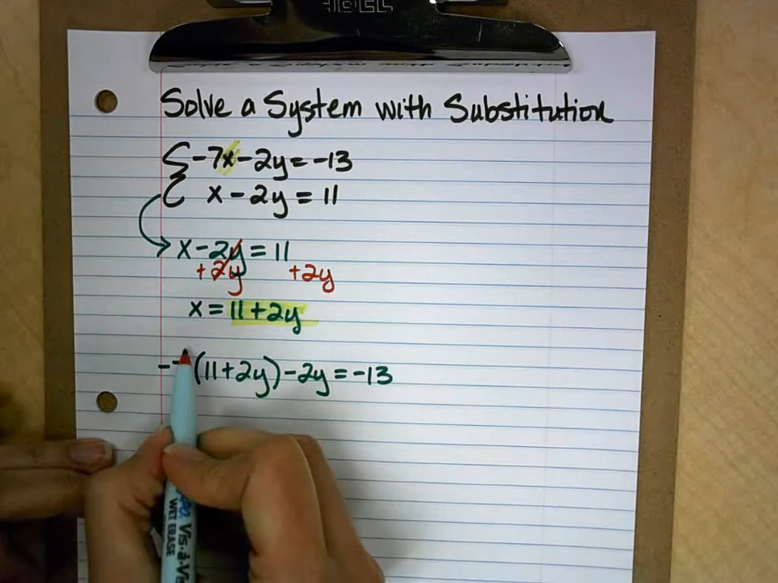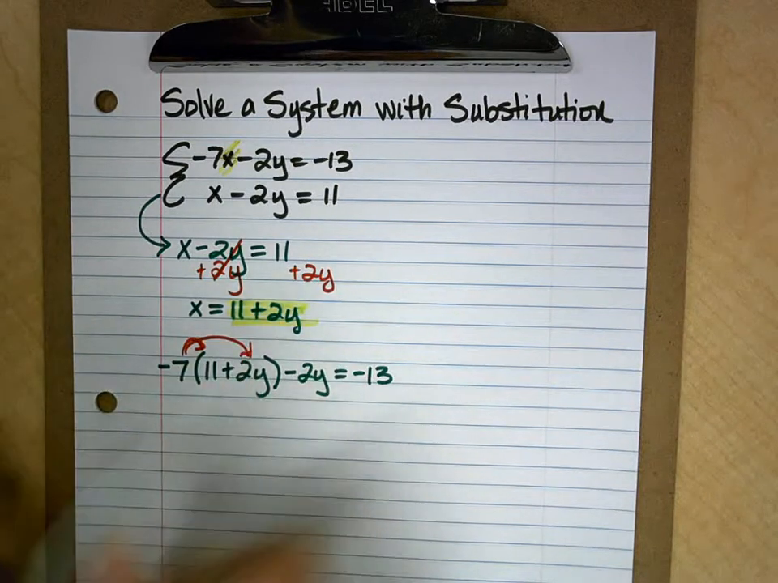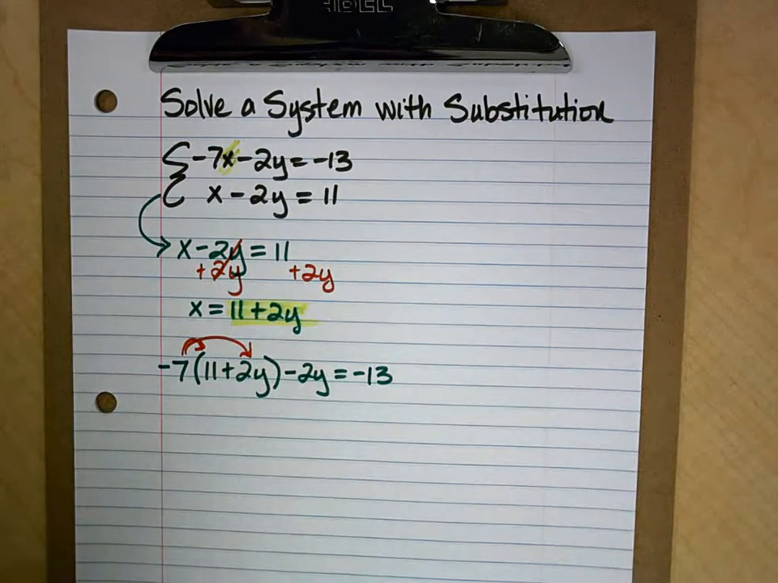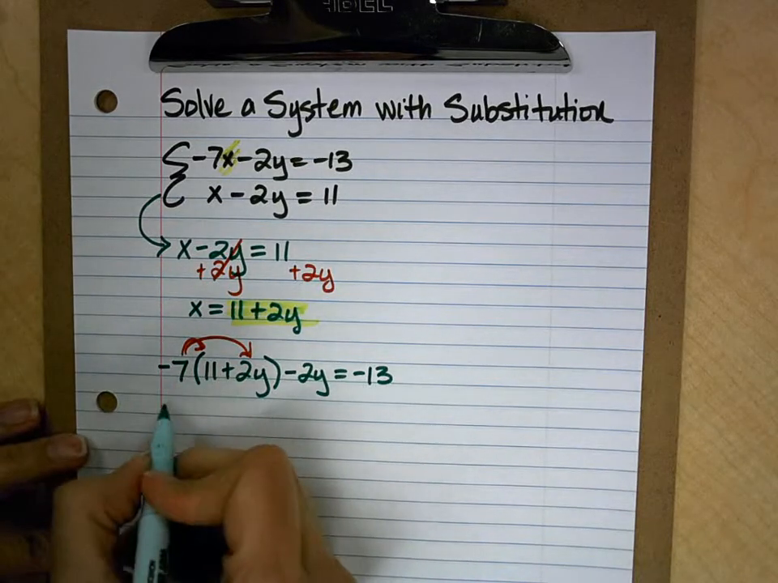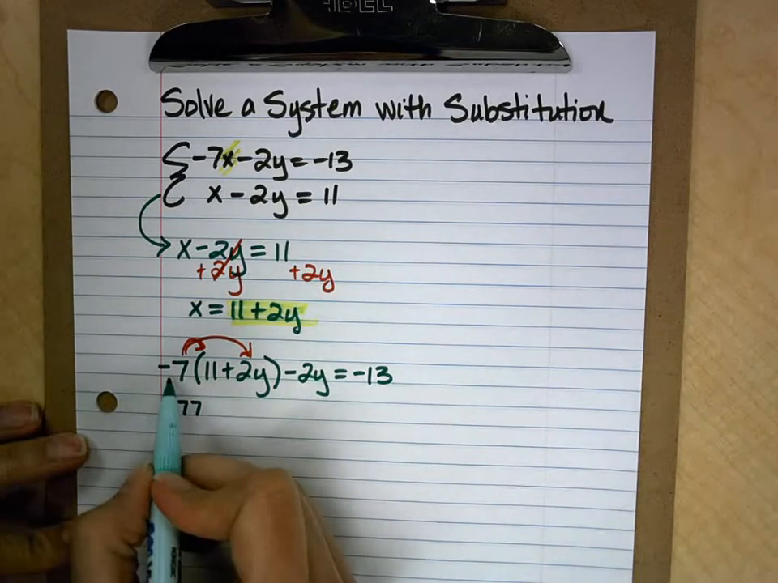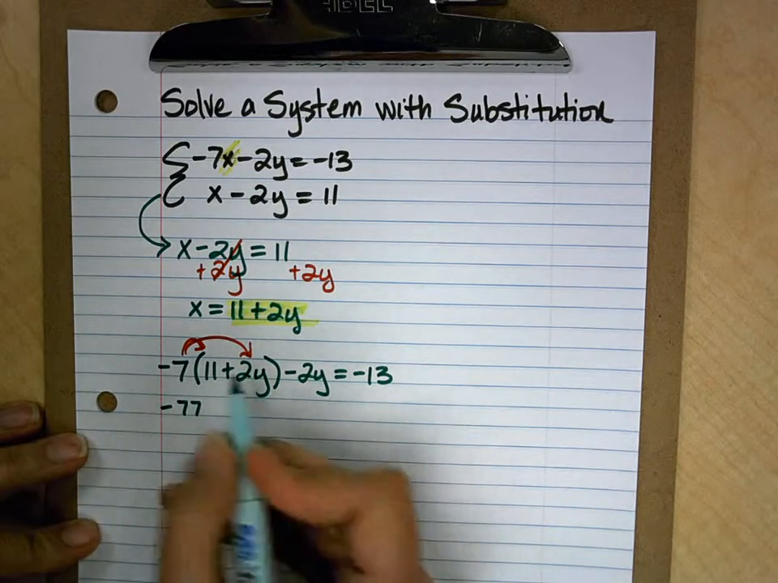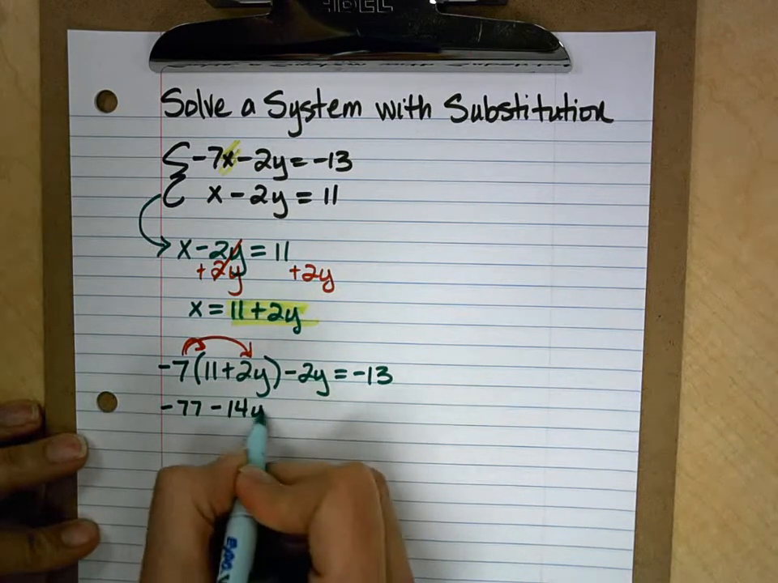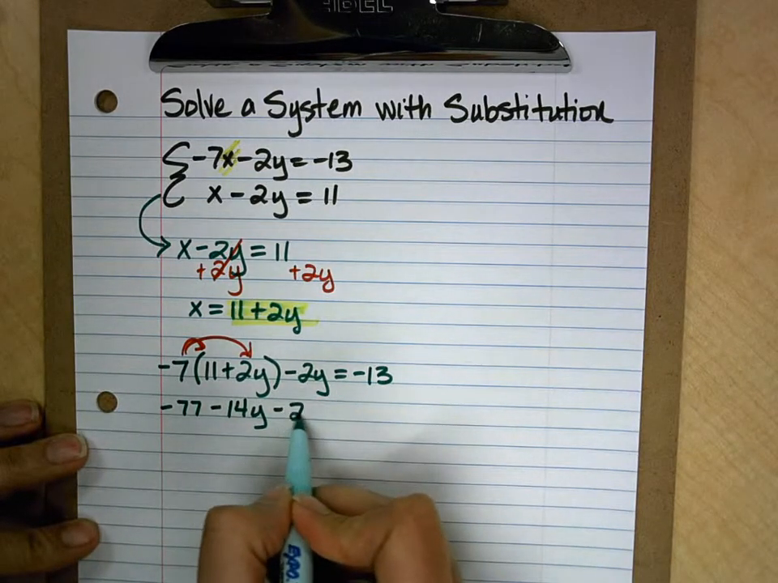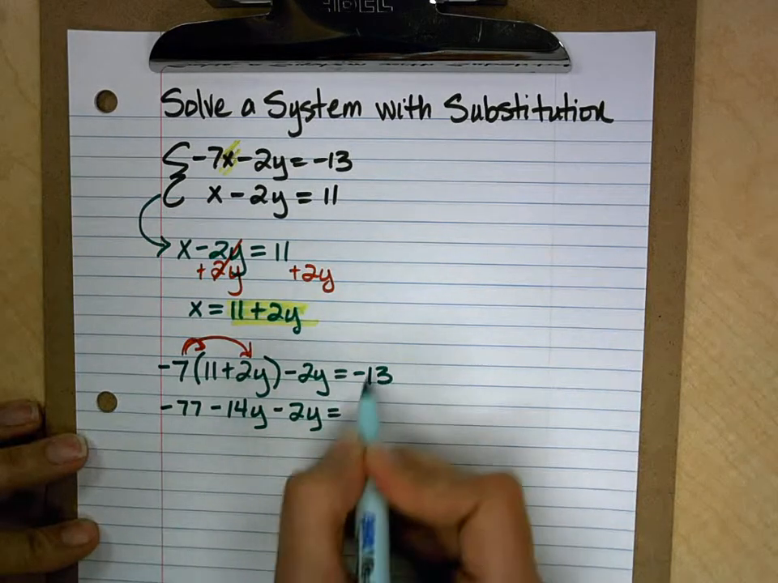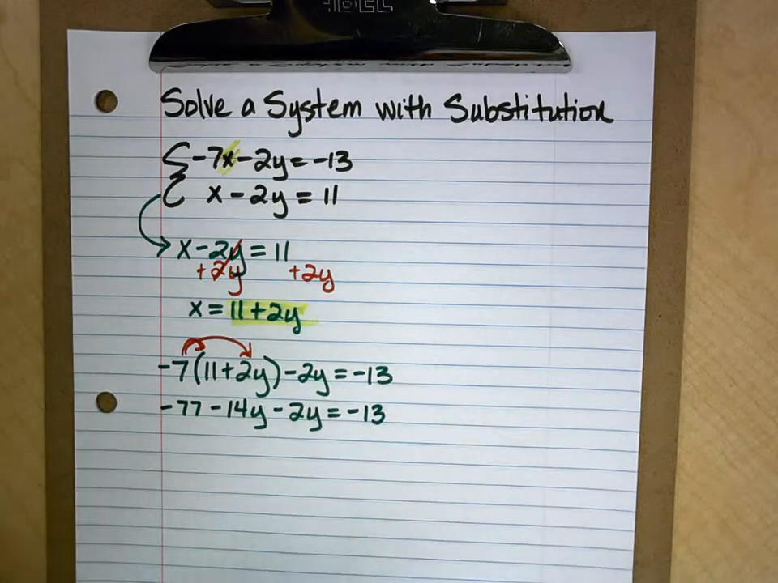Here I have a distribution. Make sure you distribute to both terms. Negative 7 times 11 is negative 77. Negative 7 times positive 2y is negative 14y. Drop down my negative 2y, I haven't used it yet, equals negative 13.